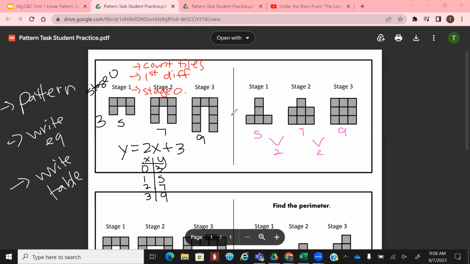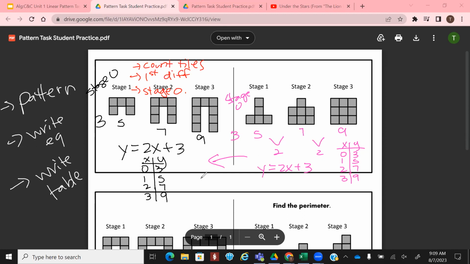Okay. Now, what would stage zero be? Three. Cool. So when we write our equation, we're going to have y equals 2x plus 3. Okay. And then our table is going to be 0, 3, 1, 5, 2, 7, 3, 9. Do you notice how it's the exact same thing as what we got on the first one?